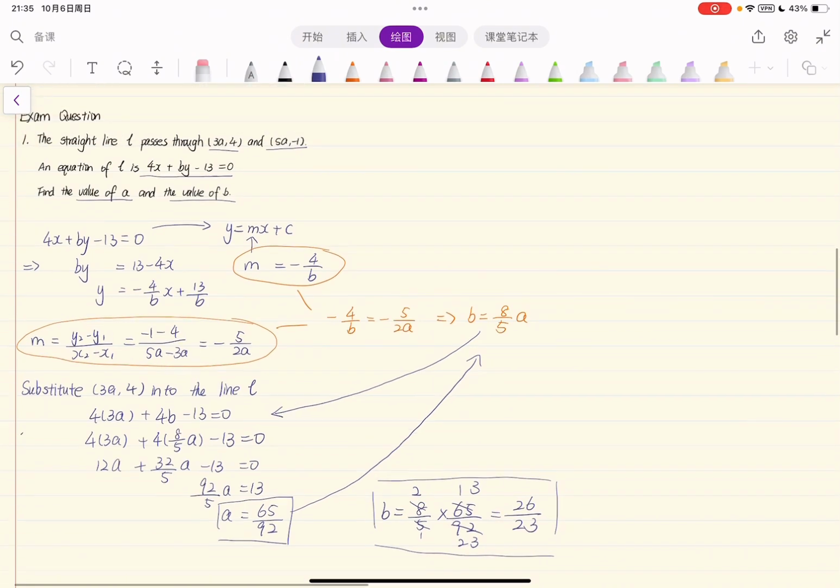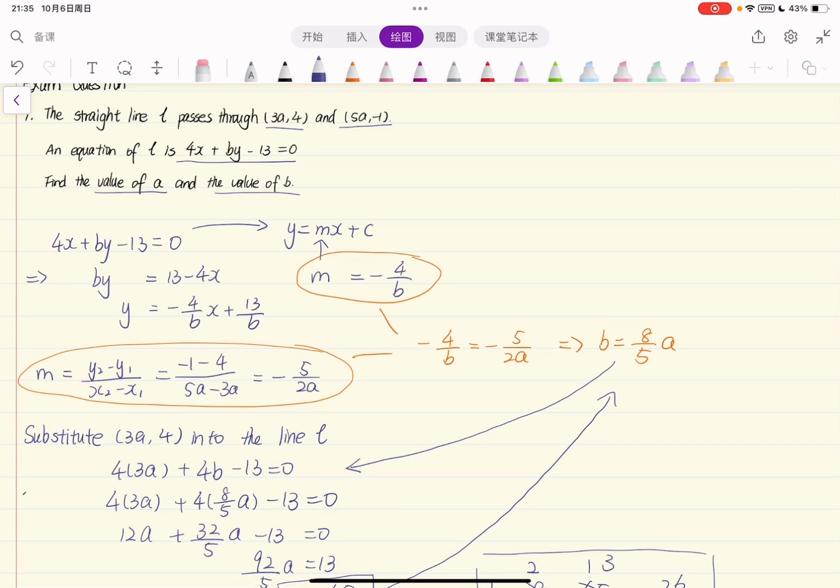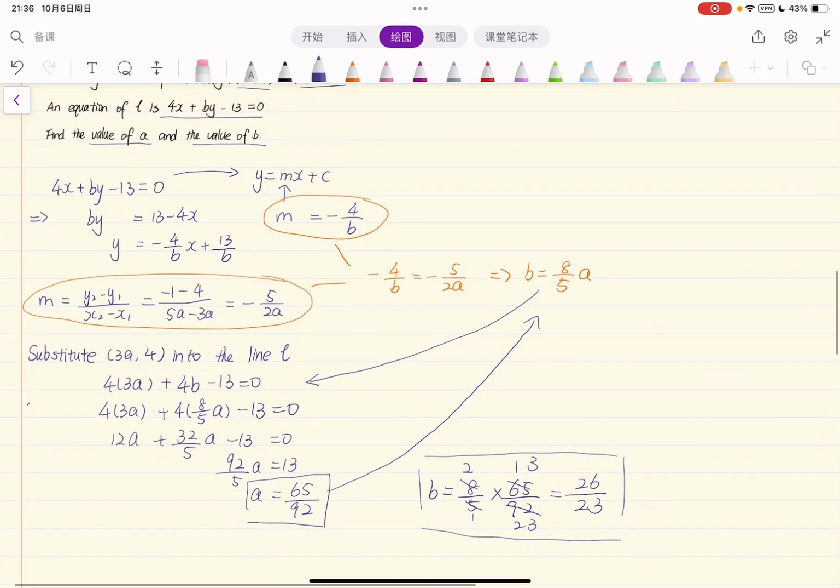So the key point for this question is that you need to find the relationship between a and b. To find that, we use the gradient to link a and b. And then we can substitute the expression of b into the equation and one point into the line to get the value of a and then get the value of b.